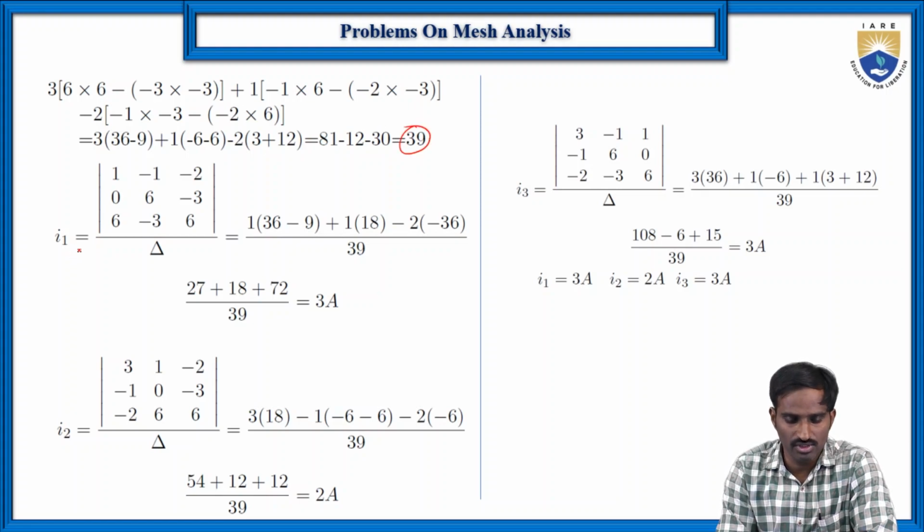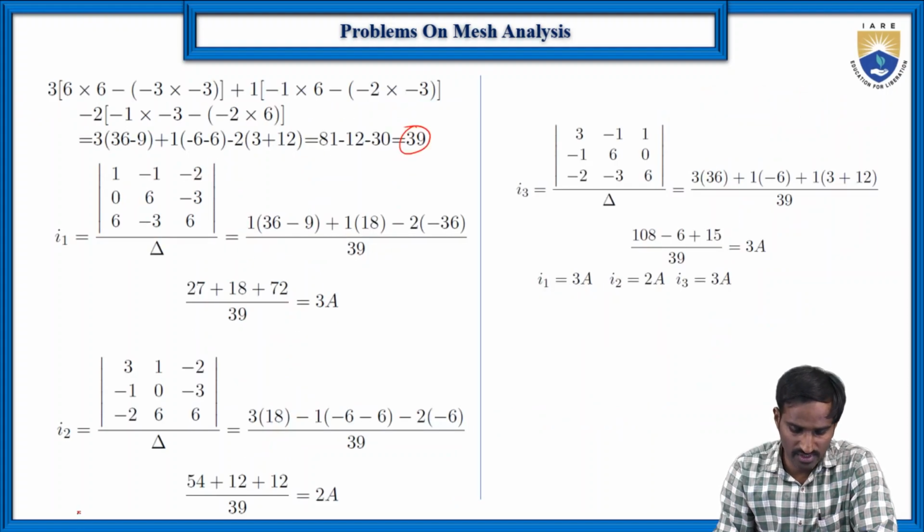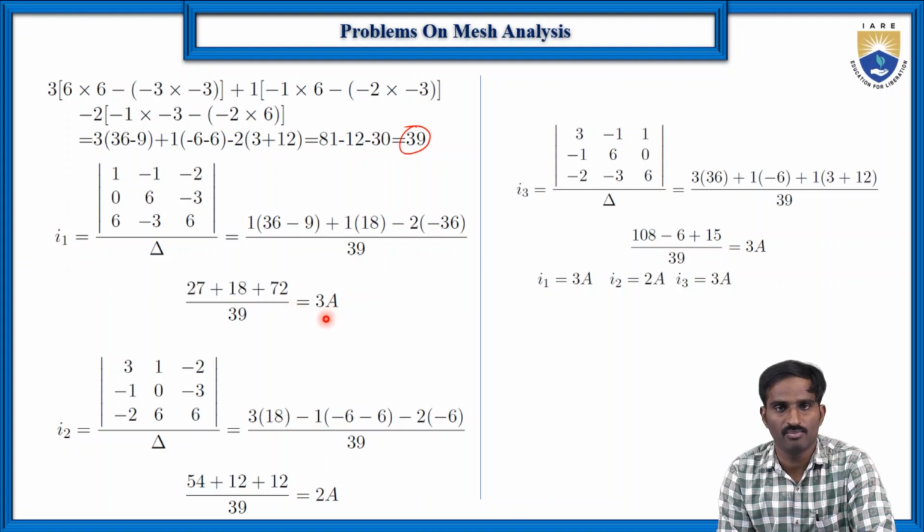Then I1 is equal to, here we have replaced the first column with V1, V2, V3. The V1, V2, V3 values are 1, 0, 6, so we have substituted 1, 0, 6 and the remaining elements are the same. Then find the determinant of this particular matrix. Finally you will get the I1 value as 3 amperes. Then similarly you can find the I2 and I3 values also.